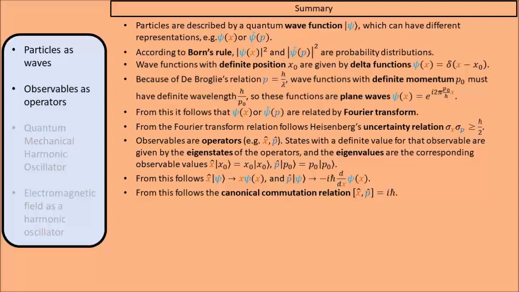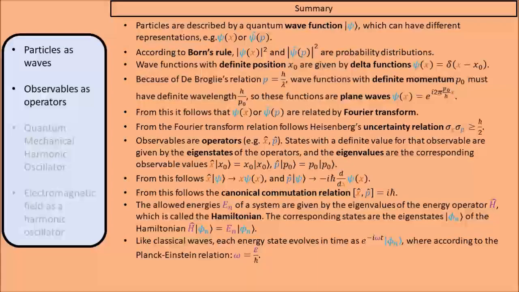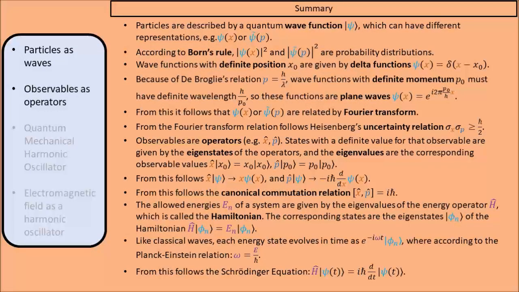We can find the allowed energies and their corresponding wave functions by finding the eigenvalues and eigenvectors of the energy operator, which is known as the Hamiltonian. According to the Planck-Einstein relation, these energies are related to angular frequencies, which describe the time evolution of each energy state. Using this property, one can derive the Schrodinger equation, which is a differential equation that relates the Hamiltonian to the time evolution of the wave function.